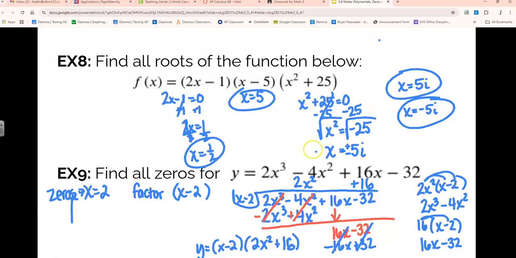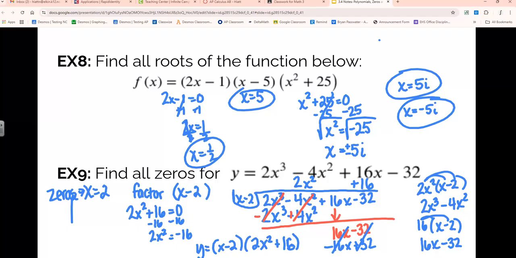So, like we did up here for number 8, now that it's factored, I could just set each piece equal to 0. Well, this one would just give me 2. I've already got that, right? But here, I could do 2x squared plus 16 equals 0. And I would need to solve that for my x. So I would subtract the 16. So 2x squared would equal negative 16.